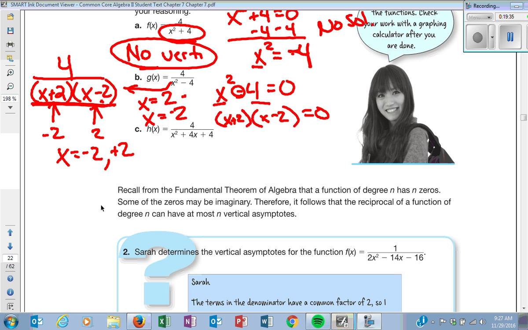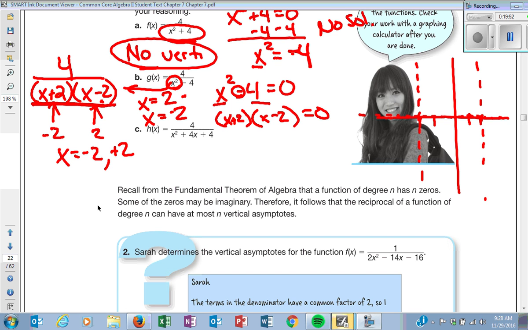And so actually this graph, which we're probably going to get into a little bit more, would have two vertical asymptotes. At -2 would be a vertical asymptote. At +2 would be a vertical asymptote. And my bottom power is bigger than my top power, so x equals 0 is my other vertical asymptote.